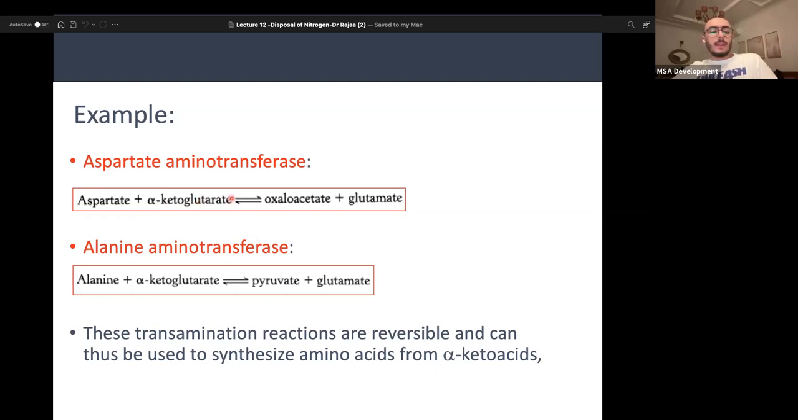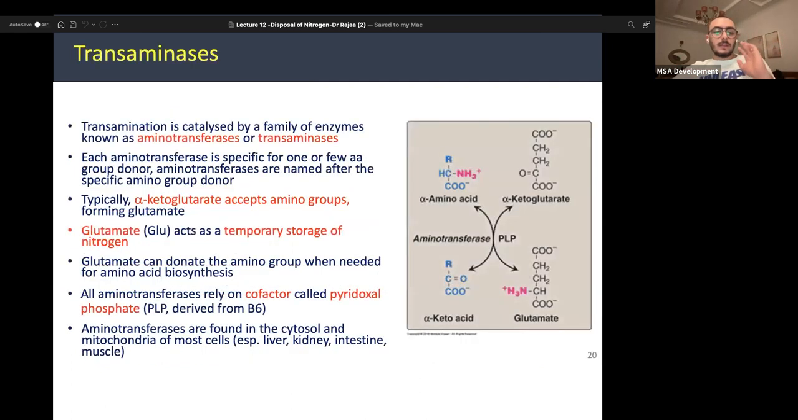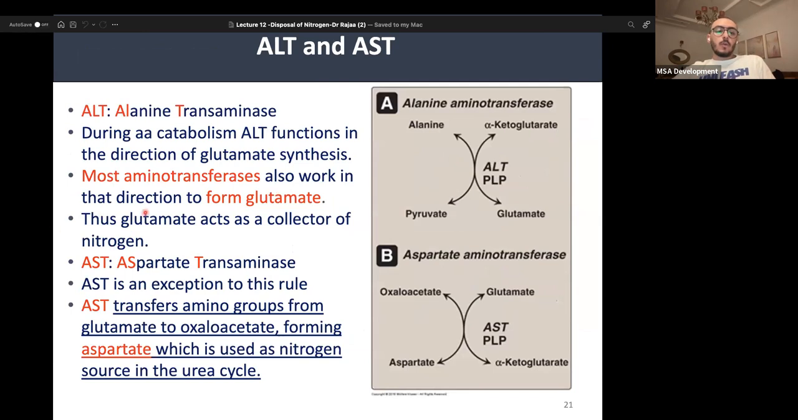But whatever I explained now works on any other reaction if it's reversible. I explained from alanine to glutamate, and now from glutamate to aspartate. Make sure you know well that most aminotransferases will work in the direction of forming glutamate. So glutamate is basically the collector or carrier of nitrogen. Except AST, aspartate transaminase, which is the exception to this rule. It transfers amino groups, the ammonium, from glutamate to oxaloacetate, forming aspartate, as I explained in the previous slide, which is used as the nitrogen source in the urea cycle. I hope this makes sense.